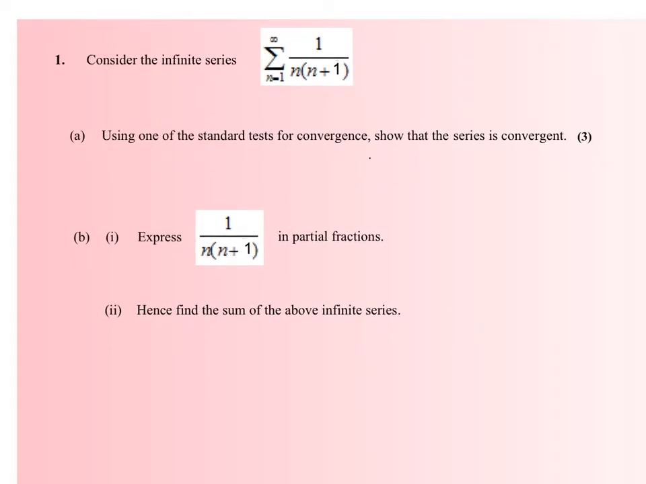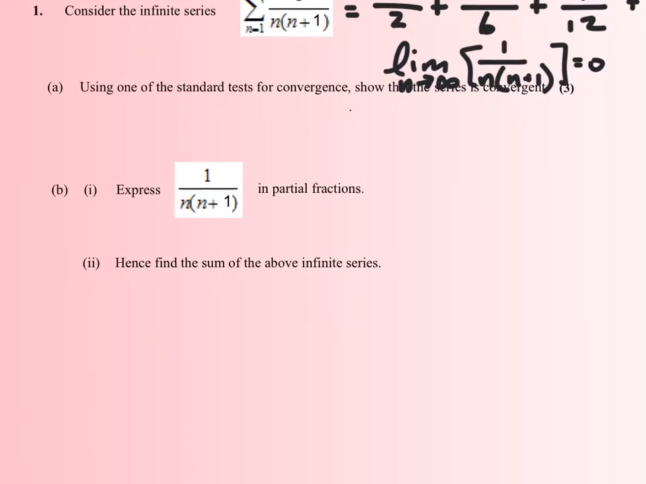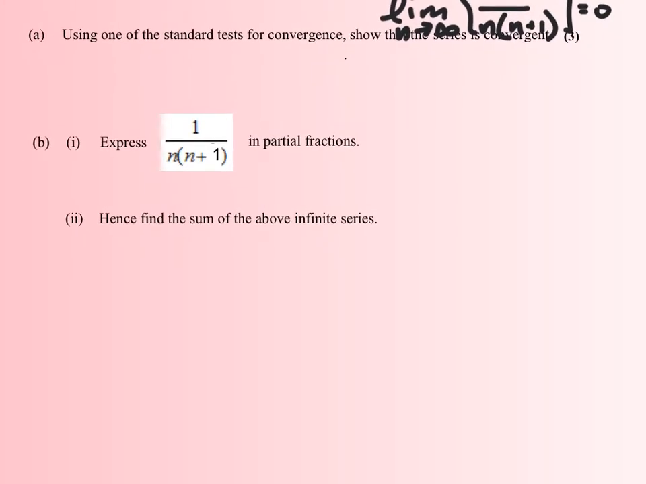All right, so here I have this infinite series. This series looks to be, let's just write out the first couple terms. That'd be 1 over 2 plus 1 over, what would that be? 1 over 6 plus 1 over, that'd be 3 times 4, which would be 12. I would say, well, obviously it's got a chance, because the limit as n goes to infinity of this thing, 1 over n times n plus 1, will equal 0. So it has a chance. What I want to do is express this in partial fractions.